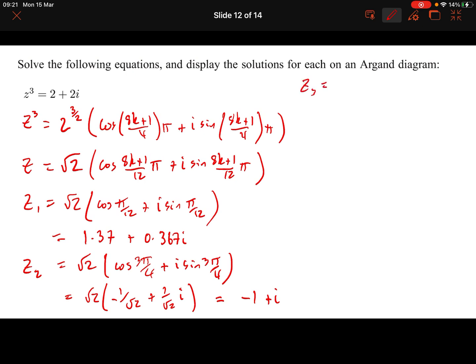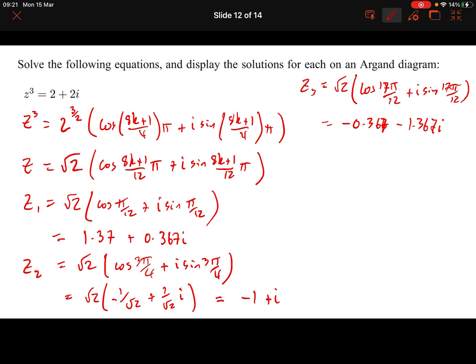z3 is the case where k equals 2. So root 2 becomes cosine of 17 pi over 12 plus i sine of 17 pi over 12. Again, you're going to need to use a calculator for that. It turns out to be minus 0.367 minus 1.367i. So there are my 3 solutions.